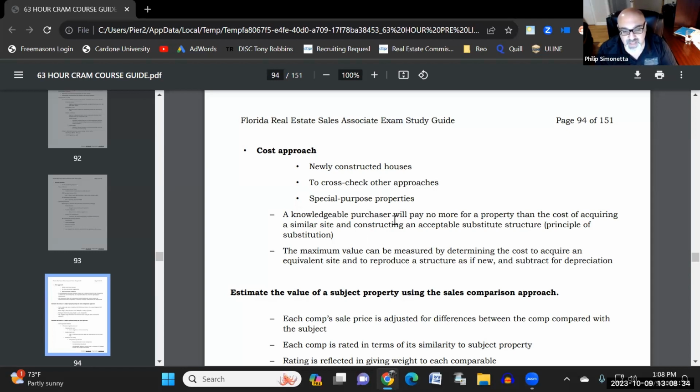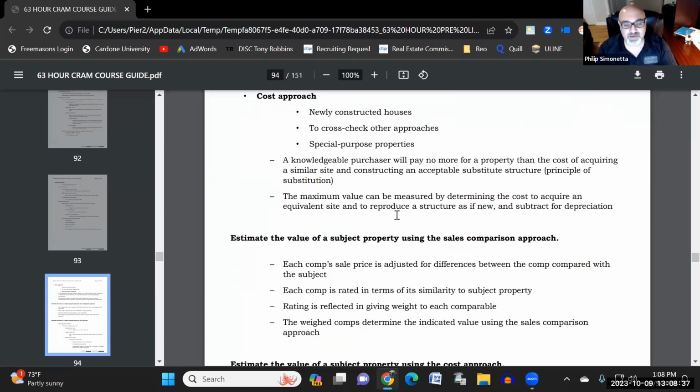The maximum value can be measured by determining the cost to acquire an equivalent site and to reproduce a structure as if new, and subtract for depreciation, right? That's the 27.5 years, the 39. Remember how we did that?